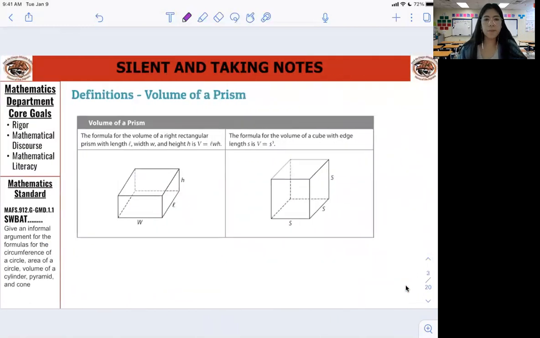Okay, and now we have 2 volume formulas. So for a rectangular prism, you guys probably already know this because it's something that you've definitely seen before. The volume is length times width times height. And for my cube over here, since all 3 sides would have the same exact measurements, we can just use s cubed, s to the power of 3.